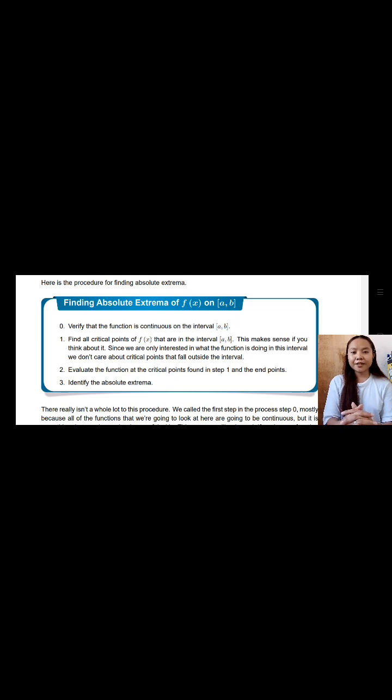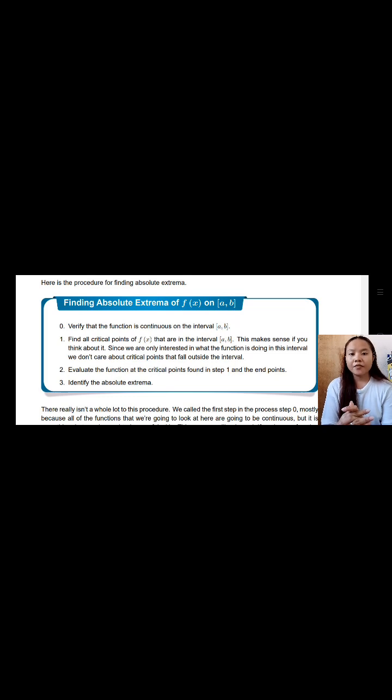Everyone. Today we are going to tackle finding absolute extrema. So here is the procedure for finding absolute extrema of f of x on [a, b]. First, we have step 0. Verify that the function is continuous on the interval [a, b].